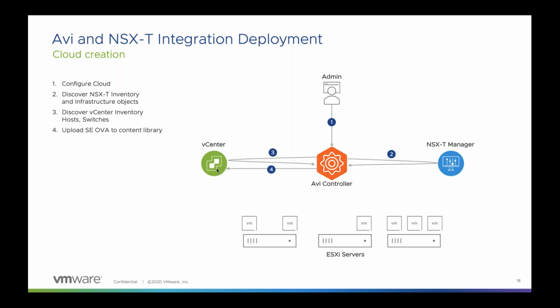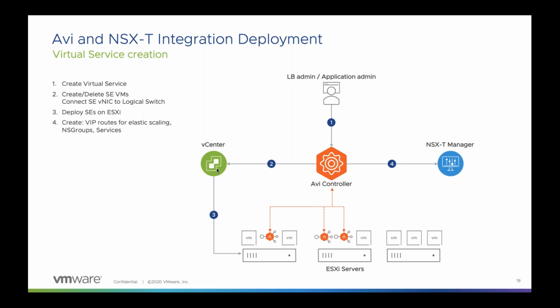He provides the NSXT manager credentials and the vCenter credentials to the AVI controller. And from that point onwards, the AVI controller syncs all the inventory and infrastructure objects from NSX Manager, like all the transport nodes, transport zones, tier 1 gateways, logical switches, etc. And from the vCenter side, it gets all the ESXi hosts, clusters and data stores, and it also publishes the service engine OVA to the content library on the vCenter.